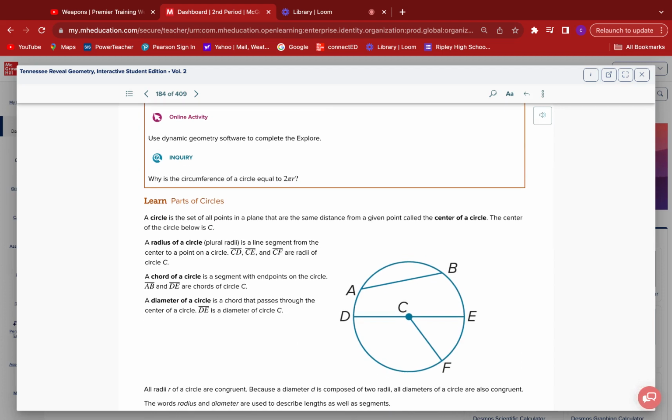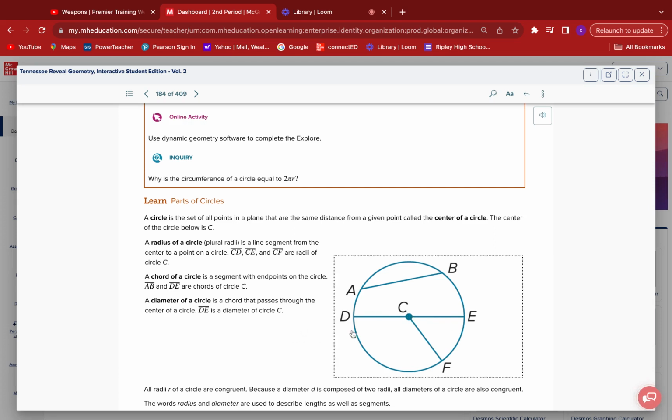A circle is a set of all points in a plane that are the same distance away from a given point. That's called the center, by the way. Usually if you are naming a circle, you name it by the center. You'll have a circle with a dot in the middle and you'll name it by the center. So for instance, this would be circle C because its center is C.